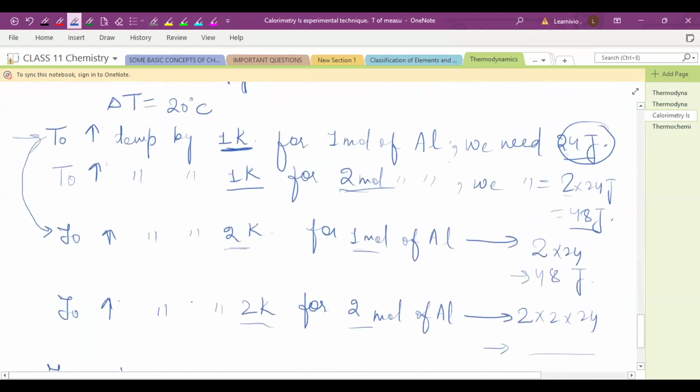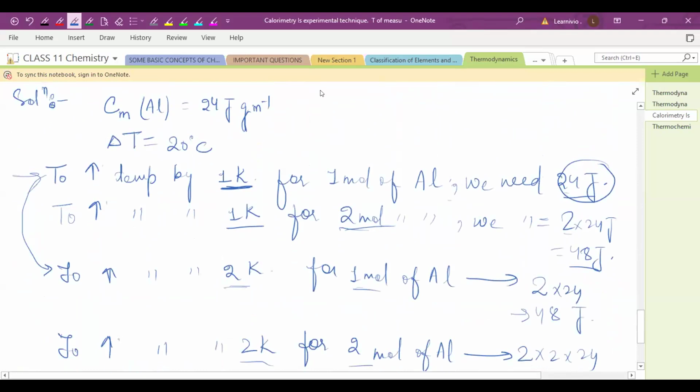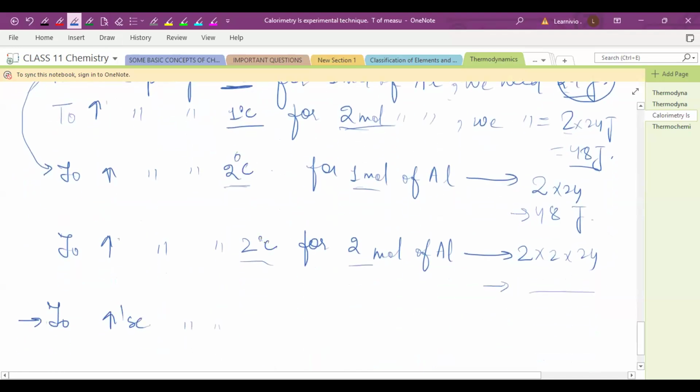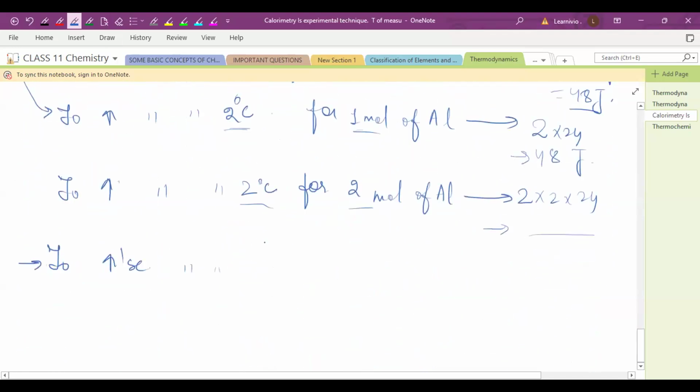So basically, in Kelvin, the basic thing I was trying to explain is that if there is some temperature, you can also write 1 Kelvin. Here, instead of 1 Kelvin, you can write 1 degree Celsius. It's the same thing. If you are increasing by 1 degree Celsius, you will get the same thing. Now, to increase the temperature by 20 degrees Celsius, you are changing by 20 degrees Celsius, so 20 degrees Celsius for.